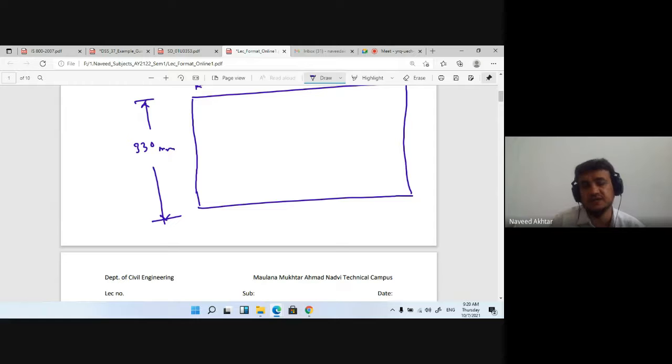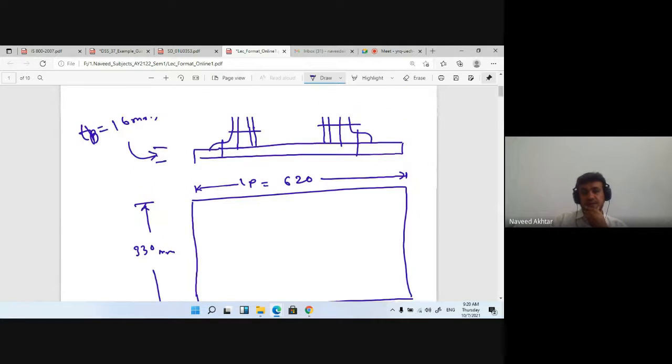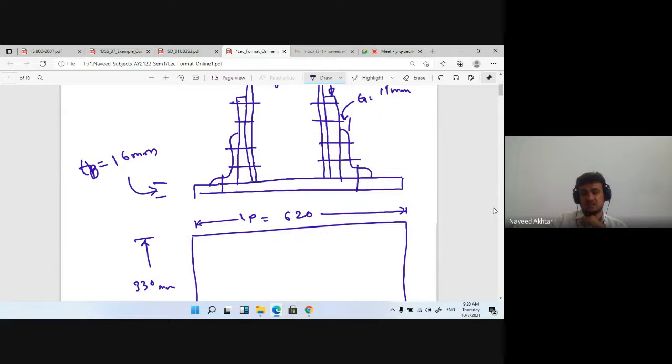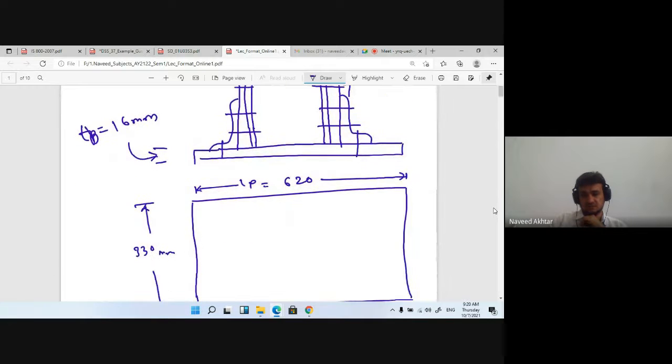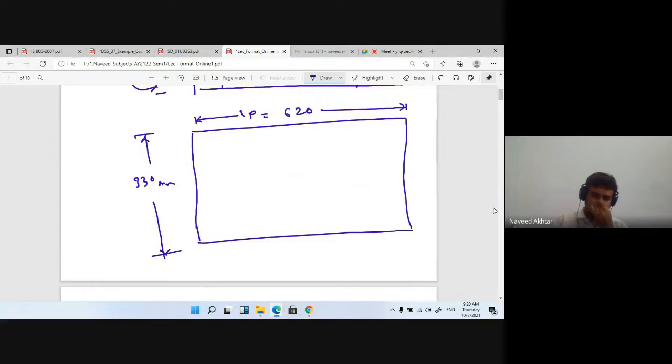You can draw like this figure. Okay, draw properly, because there is a problem, that's why it's not straight lines. Okay, so up to this we have done the design.